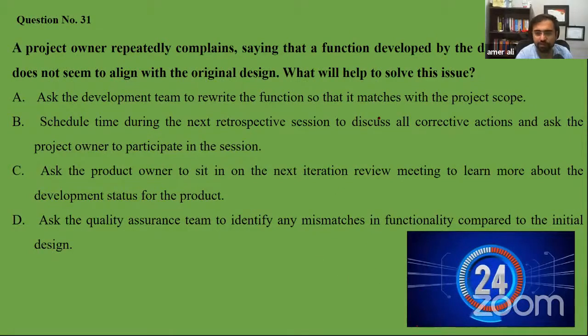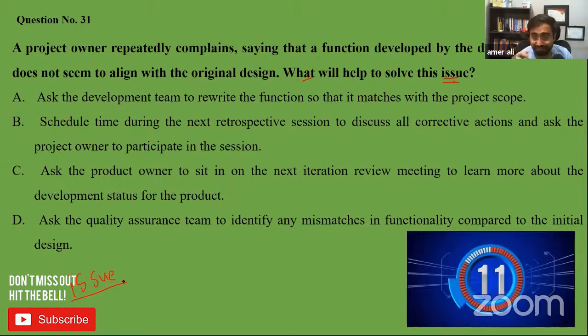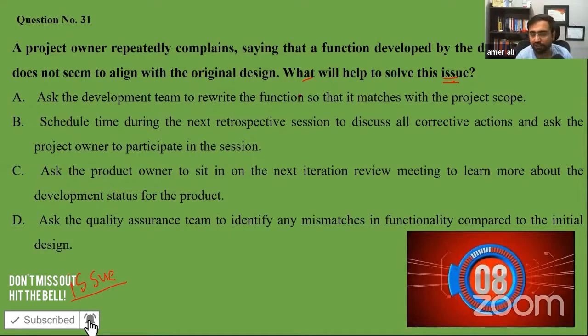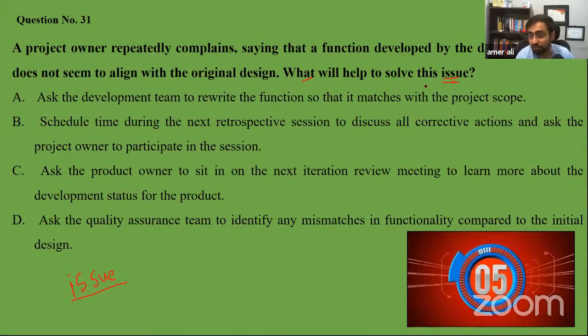Okay, let's work through this question together. What will help to solve this issue? The first and most important thing is that we have an issue at hand. We know that it's not a risk. An issue is about the present. Ask the development team to rewrite the function. It seems like that's how our issue can be solved. Schedule time during the next retrospective to discuss all corrective actions and ask the owner to participate. Okay, that is also the right thing. But ask the product owner to sit in the next iteration review meeting to learn more about the development status. Okay, we don't know the question yet, we cannot eliminate this. Ask the quality assurance team to identify any mismatches in the functionality compared to the initial design.